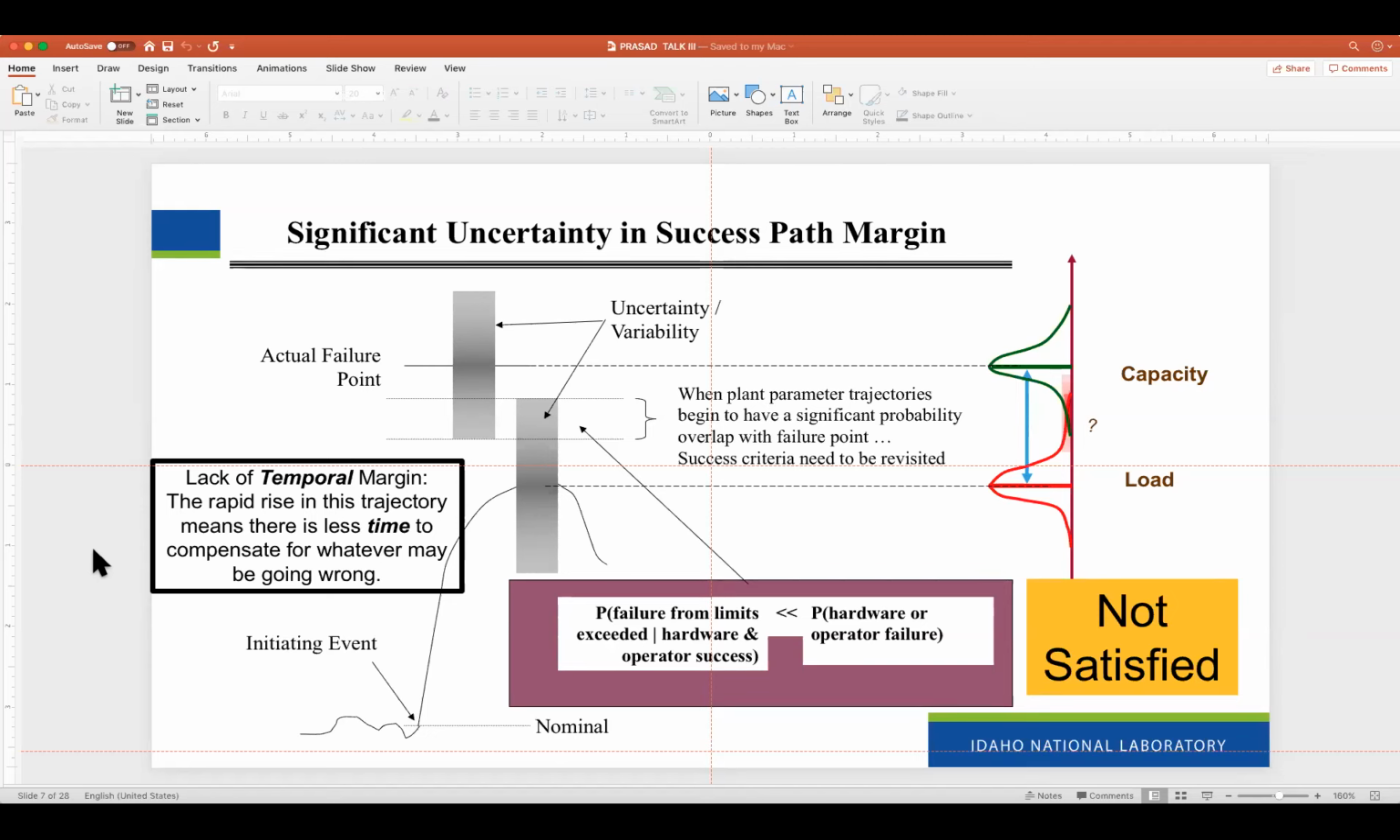Bob, since we are running short on time, there is a question in the chat that says, how would defense in depth fit into your discussion on licensing by margin?